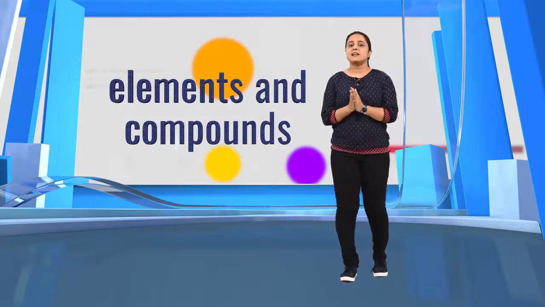Different substances around us. Most of these are mixtures and others are pure substances. What are pure substances and mixtures? If a substance contains only one type of molecule, it is called a pure substance. If a substance contains more than one type of molecule, it is called a mixture.